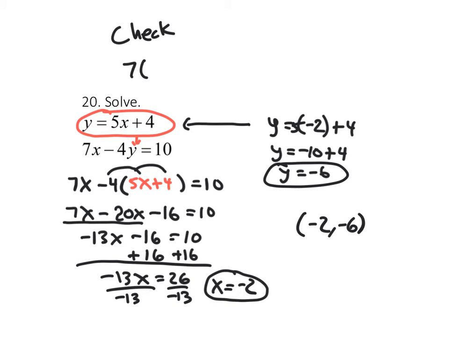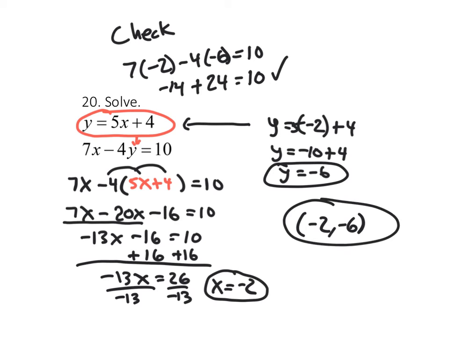If I replace x by negative 2 and y by negative 6, that second equation must be true. 7 times negative 2 is negative 14. Negative 4 times negative 6, that's plus 24. Is negative 14 plus 24 equal to 10? It is. So our solution checks. Negative 2 comma negative 6 is our solution.